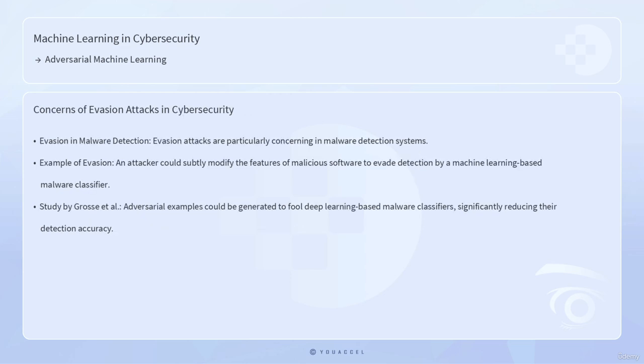Evasion attacks are particularly concerning in cybersecurity contexts, such as malware detection, spam filtering, and intrusion detection systems. For example, an attacker could subtly modify the features of malicious software to evade detection by a machine learning-based malware classifier. In a study by Grosse et al., it was shown that adversarial examples could be generated to fool deep learning-based malware classifiers, significantly reducing their detection accuracy. This demonstrates the potential for adversaries to undermine cybersecurity systems by exploiting the vulnerabilities of machine learning models.